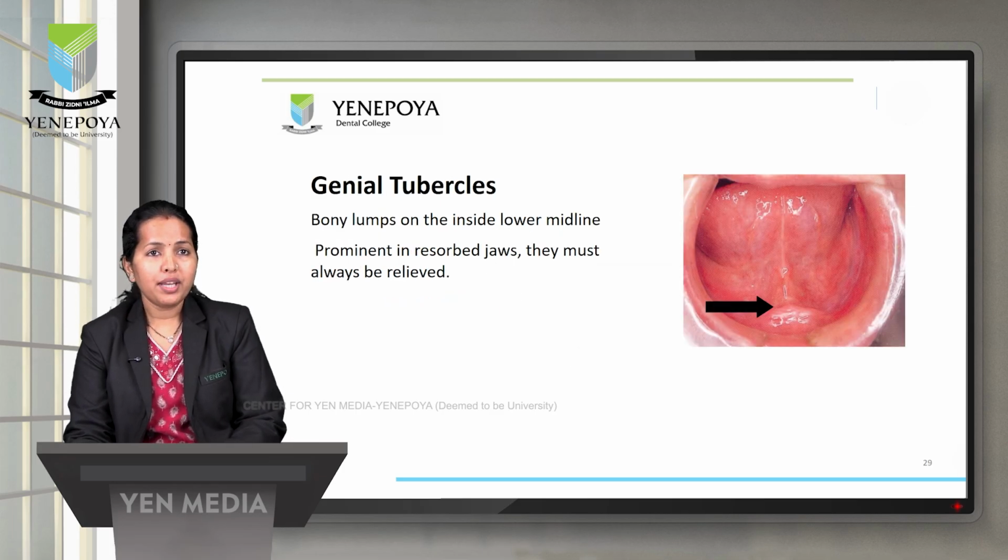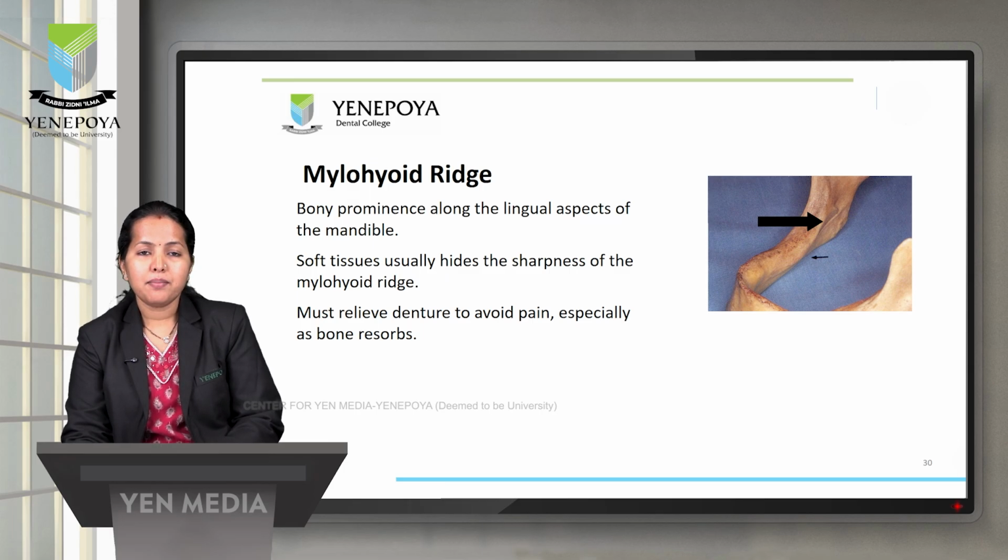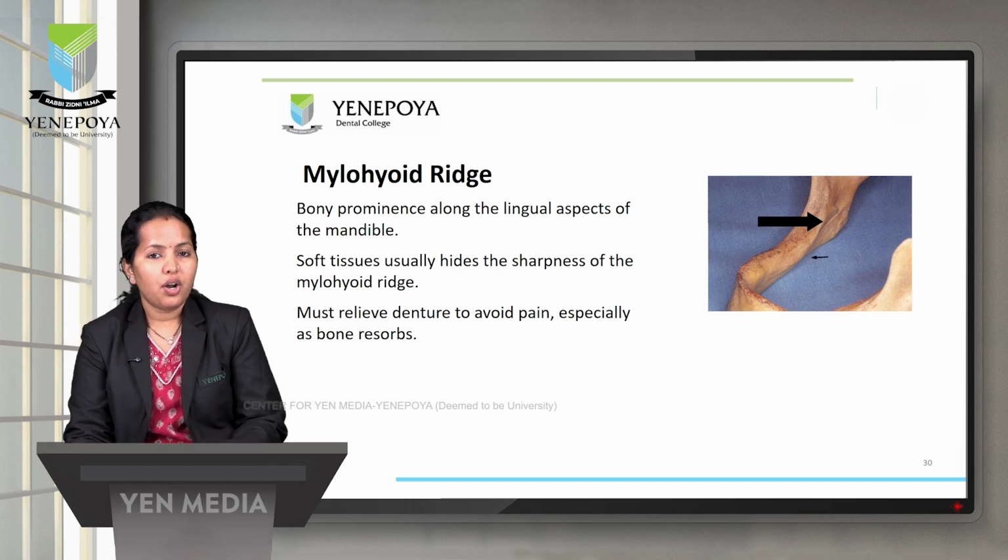Genial tubercles: bony lumps on the inside of the lower midline, prominent in resorbed jaws; they must always be relieved. Mylohyoid ridge: a bony prominence along the lingual aspect of the mandible. Soft tissue usually hides the sharpness of the mylohyoid ridge. This area must be relieved to avoid pain, especially in resorbed ridges. As the ridge resorbs, the mylohyoid ridge becomes more prominent, and the mucous membrane covering it is also very thin. Hence, relief is a must.